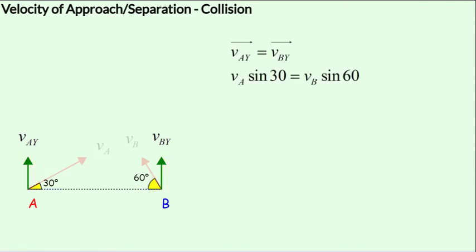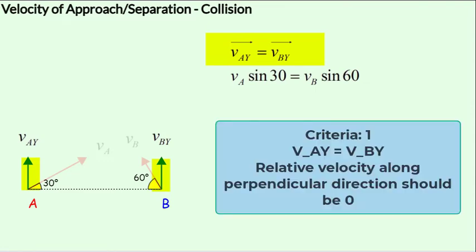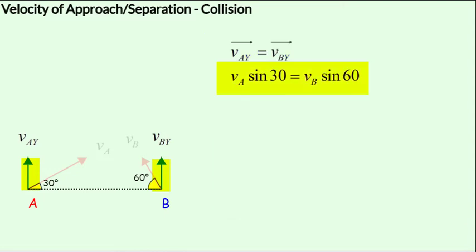If VAY is equal to VBY, or in other words, if the relative velocity of A with respect to B perpendicular to the line AB is 0, then A and B will collide. So VA times sine of 30 should be equal to VB times sine of 60 for a collision to take place. If the perpendicular components of the velocities of A and B are equal, it would mean that A and B cover the same perpendicular displacement in the same amount of time.